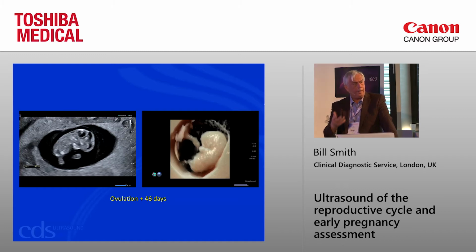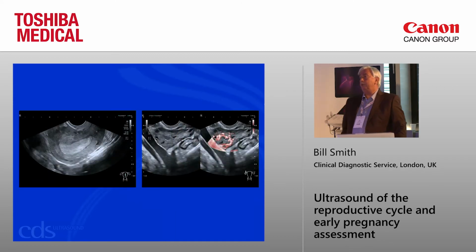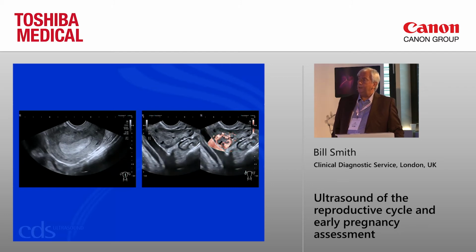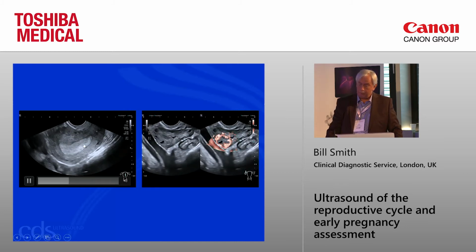So what we're emphasizing here is the use of color Doppler in terms of assessing pre-ovulation and post-ovulation processes. So we can take that more into pregnancy. So this is, again, a very early pregnancy and an active corpus luteum. But we're now moving from the effect of the ovary onto the endometrium.